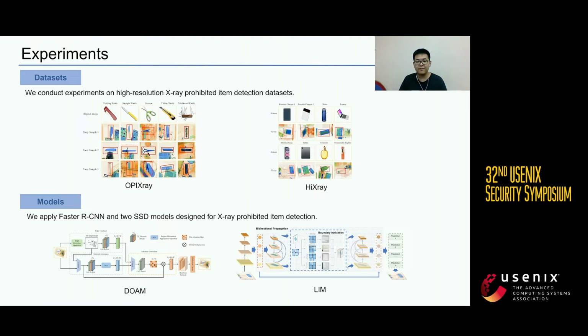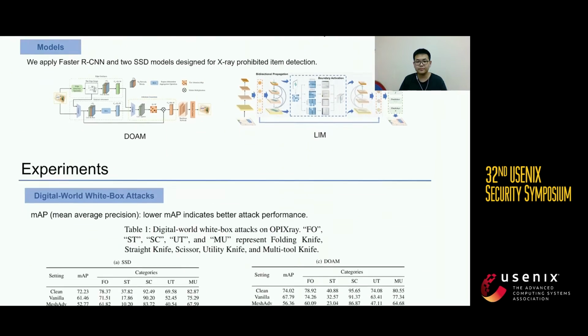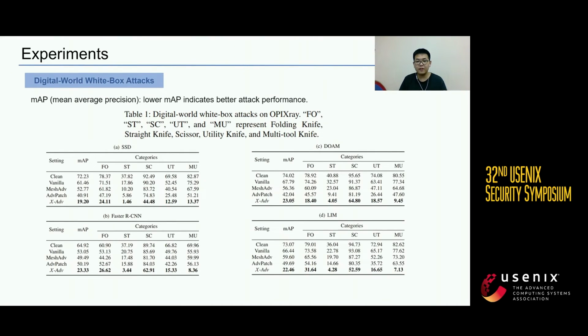To verify the effectiveness of our attacks, we apply Faster R-CNN and two SSD-based models designed for X-ray prohibited item detection. The metric of our experiment is mean average precision, which is most widely used in object detection tasks. The mAP value depicts the overall performance according to precision and recall values.